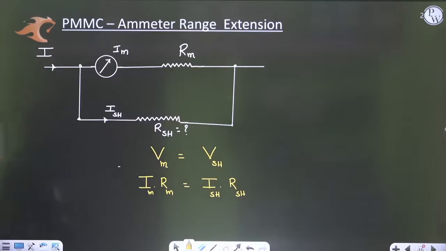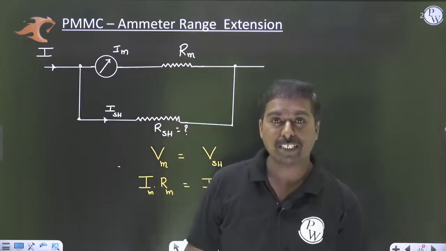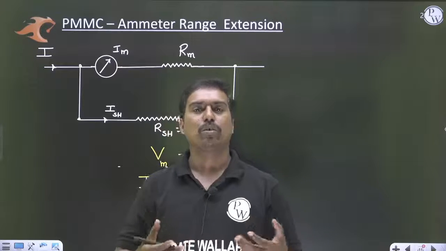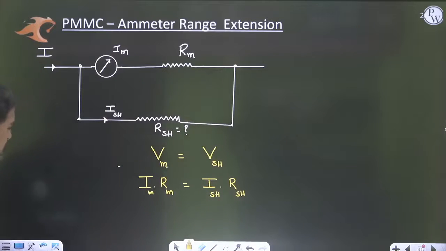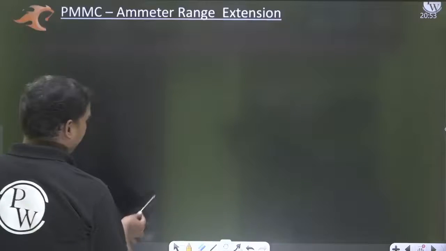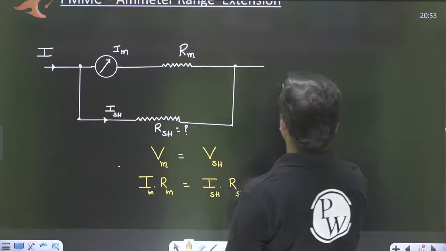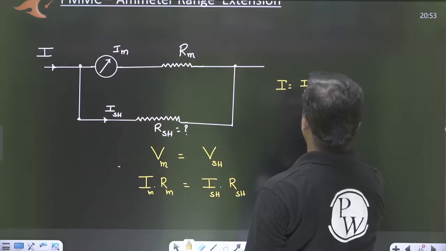Okay, but if you see, this is unknown. We are going to attach a shunt resistance across the meter, so that we are going to get a good range of current. But what should be the value of this RSH? So for that we can write an expression here. The I can be taken as what? I can be taken as Im plus ISH.